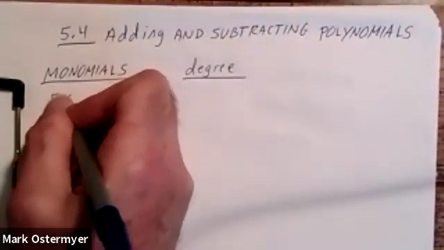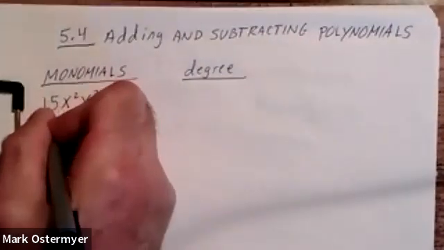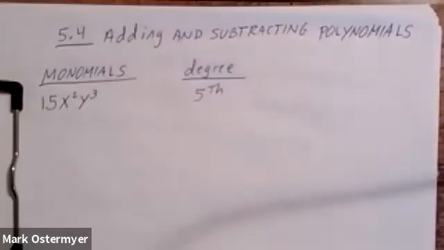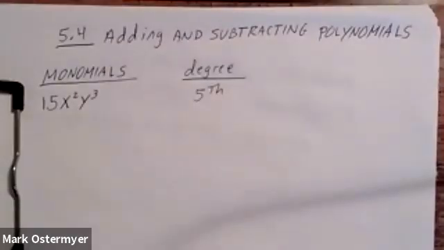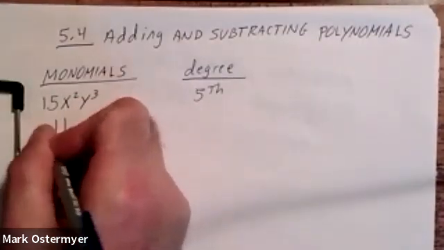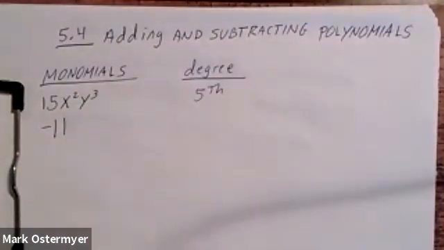So if I give you 5x squared y cubed, what would be the degree of this monomial? Fifth degree, 2 plus 3. That would be a fifth degree monomial. You are correct. All right. So monomials are just one-term expressions. How about negative 11 or 11? What's the degree of a constant? 0.